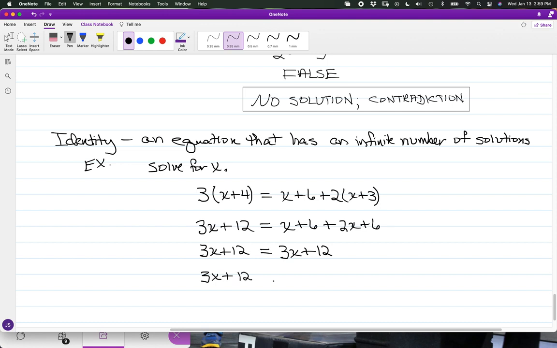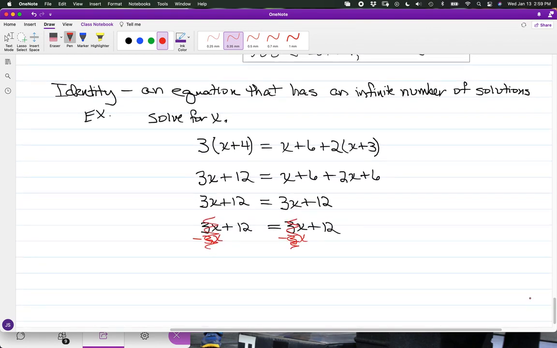And if you notice, we have the same terms on both sides. And if we were to unite the variable terms, they're going to end up canceling each other out. And what is going to remain will be 12 on each side. So you have 12 is equal to 12.